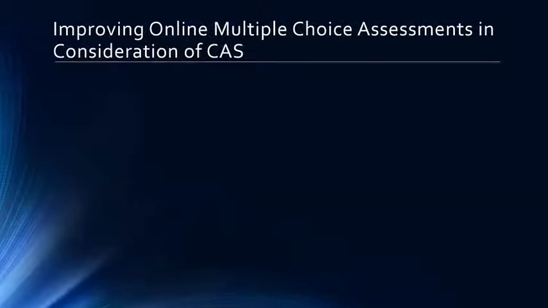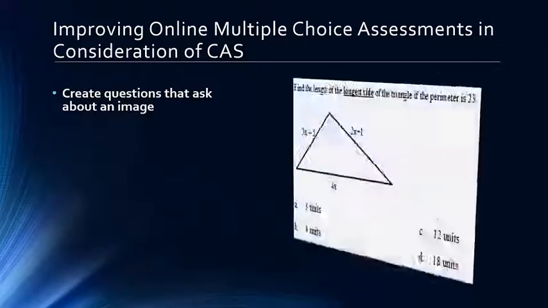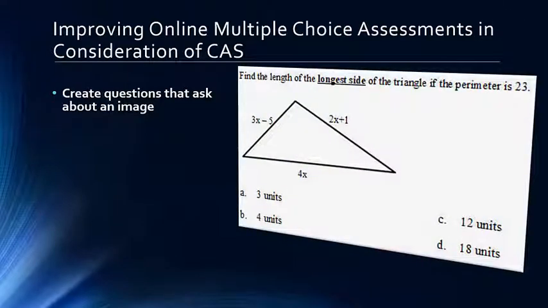Here are some more strategies that prevent computer algebraic systems from providing a direct solution. Consider creating questions that ask about an image. Most CAS systems can't interpret graphs or images as part of the question prompt. In the two examples shown, neither can be imported easily into a CAS as shown.